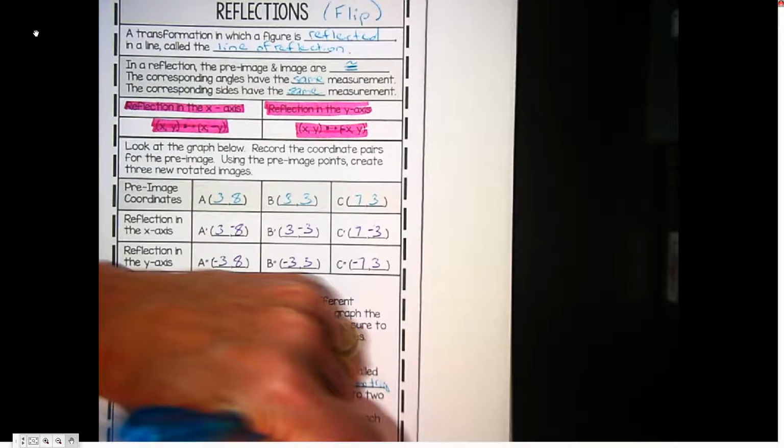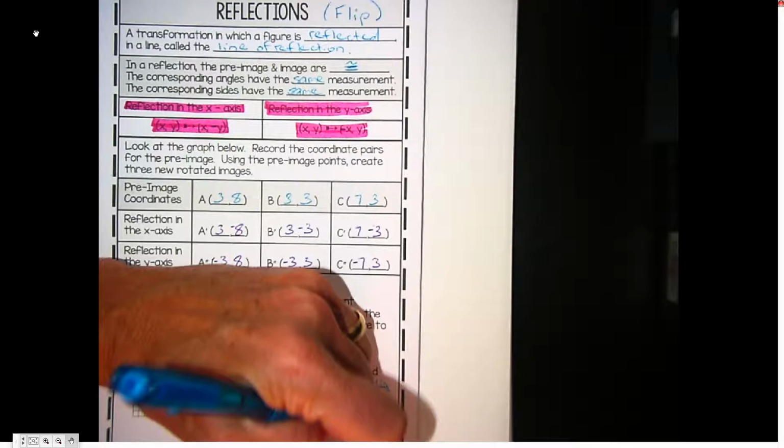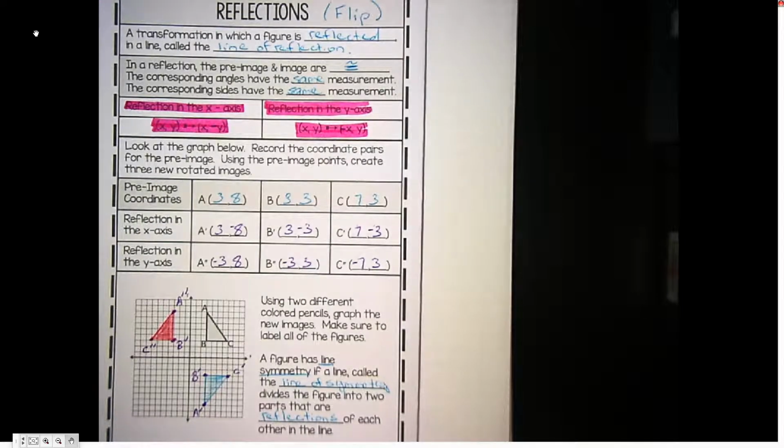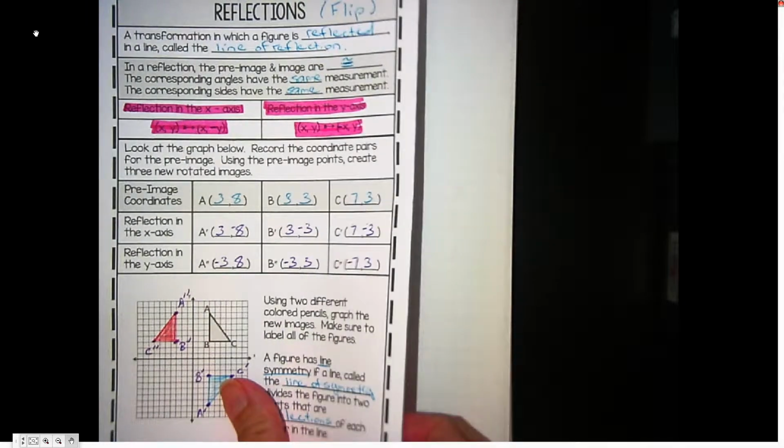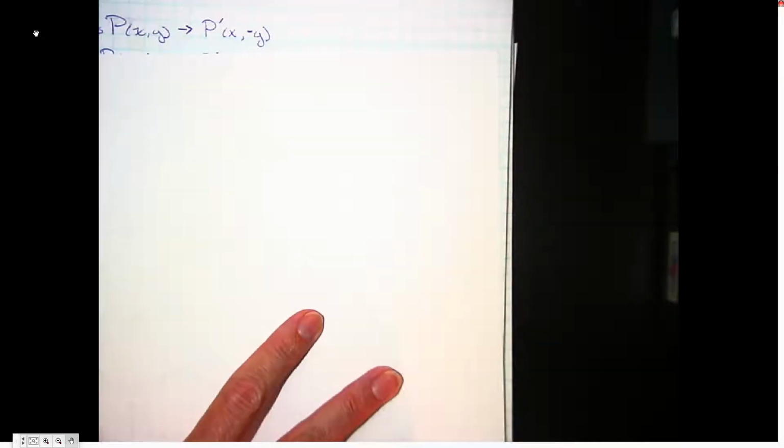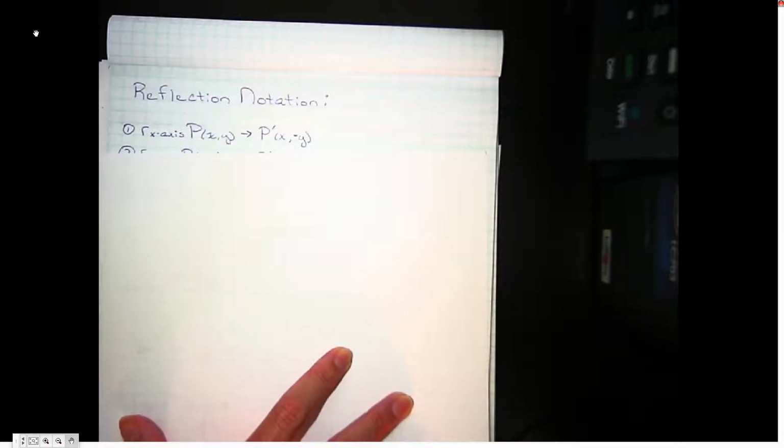All right, so the reason I said don't worry about that too much right now is because we're going to do a whole lesson just on line symmetry at a little bit later date. So just keep that in the back of your mind for right now. Okay, so I said that you're probably going to need some graph paper, so I do have some notes for you that I want you guys to be able to jot down. Let me zoom out just a little bit.